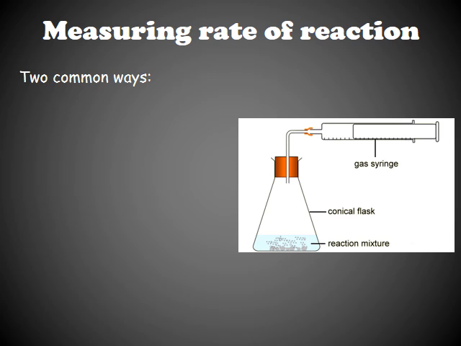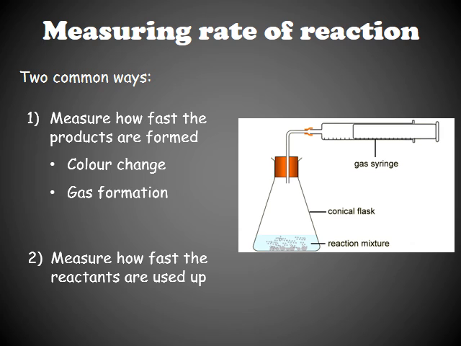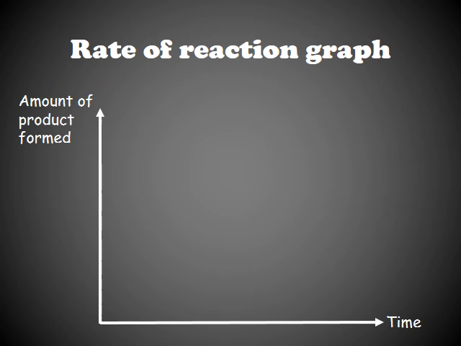There are two common ways. The first way is to measure how fast a product is formed, and that's what the illustration here is an example of. It's an example of measuring through the syringe how much volume of gas is formed over a period of time. Another way is by looking at a change in colour. Or you can measure how fast the reactants are being used up. For example, with the gas syringe, if you have it over a balance, you can see how quickly the amount of, say, the solid is being used up in the reaction.